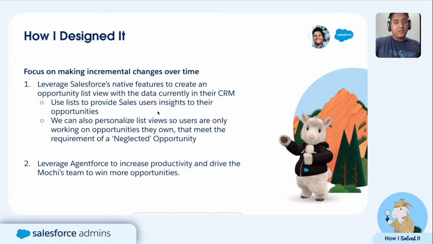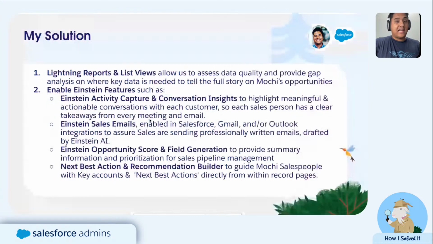So what we decided to do in our solution was leverage, again, some of those great features that the team has been using forever. We want to be able to leverage our existing Lightning reports and list views. That's going to be what we use to assess data quality and provide gap analysis so that not only an admin can go in and do it, but each individual sales user has the ability to go in, take a look at their opportunities, take a look at things that they should be working on in their opportunities so that they can self-service and drive their own results in their neglected opportunities.